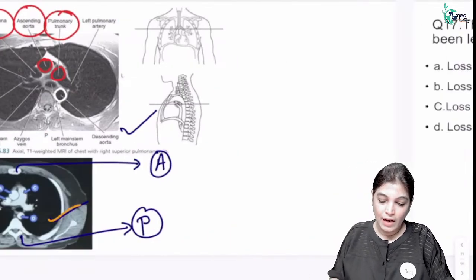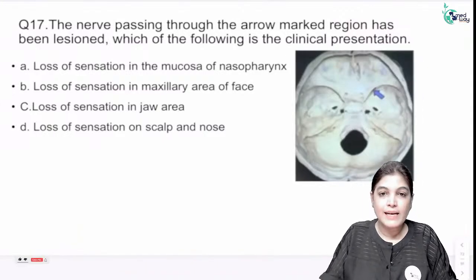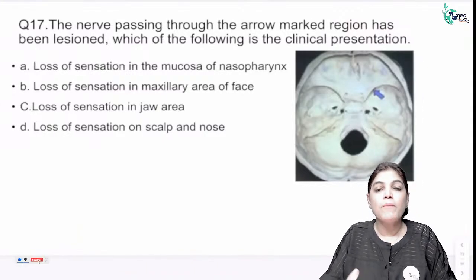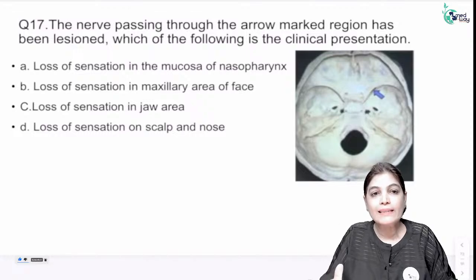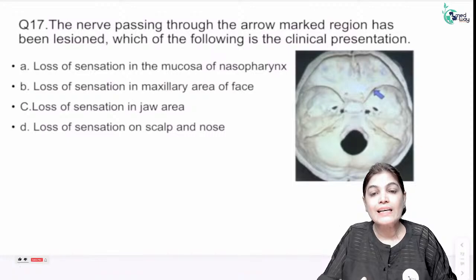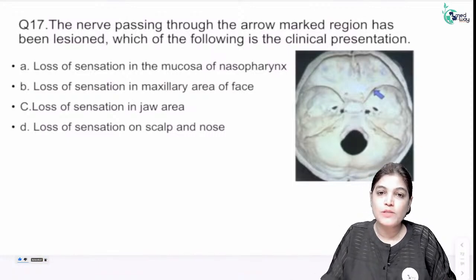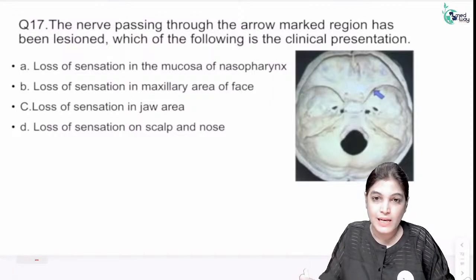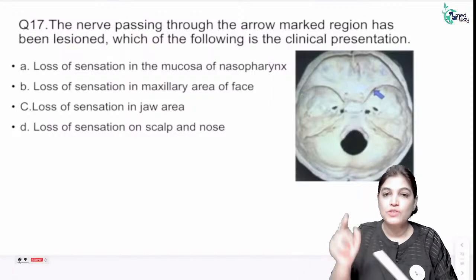Okay. Now let's move on to the next, that is question number 17. The nerve passing through the arrow marked region has been lesioned. So which of the following is the clinical presentation? So exactly here the cranial cavity has been shown. So we know that the cranial fossa has been shown and we can see just below.